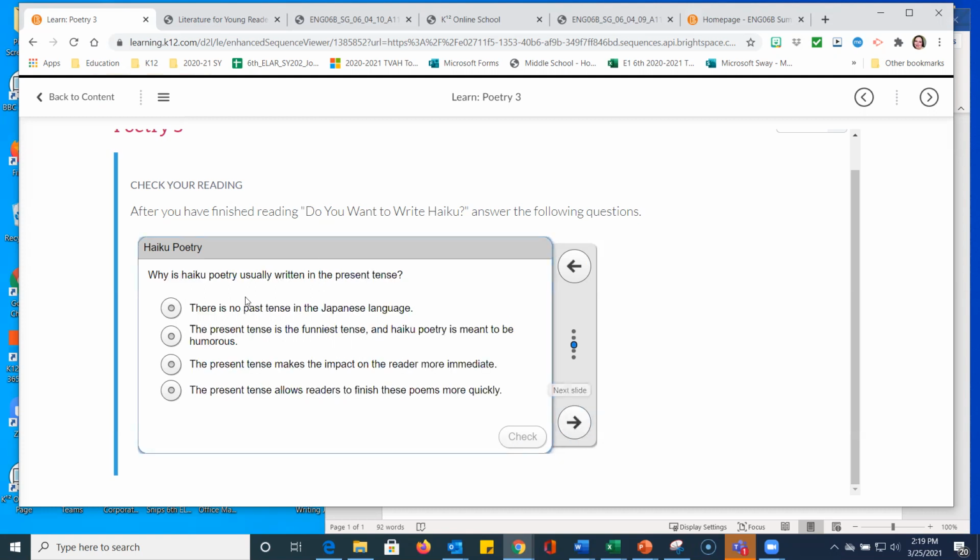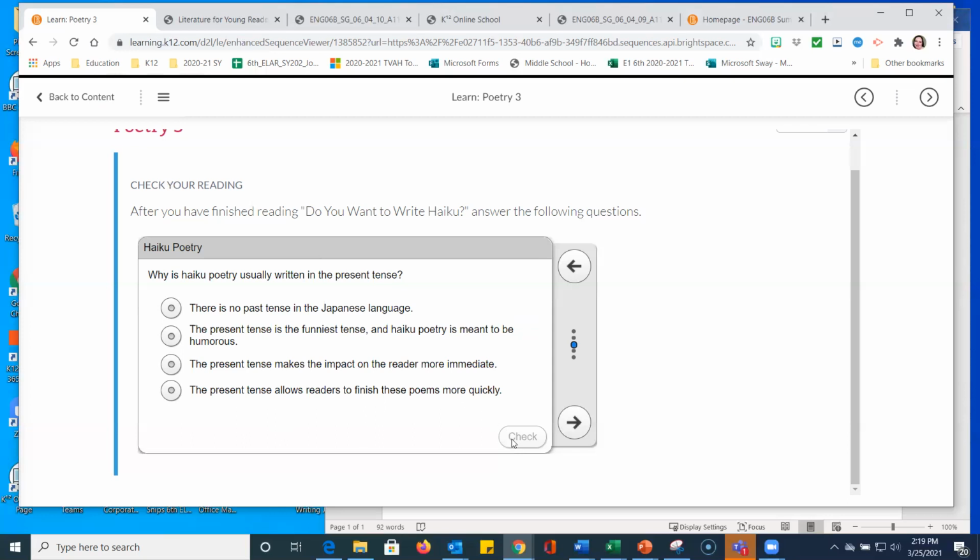All right, moving on to question 3. Why is haiku poetry usually written in the present tense? A, there is no past tense in the Japanese language. B, the present tense is the funniest tense and haiku poetry is meant to be humorous. C, the present tense makes the impact on the reader more immediate. D, the present tense allows readers to finish these poems more quickly.